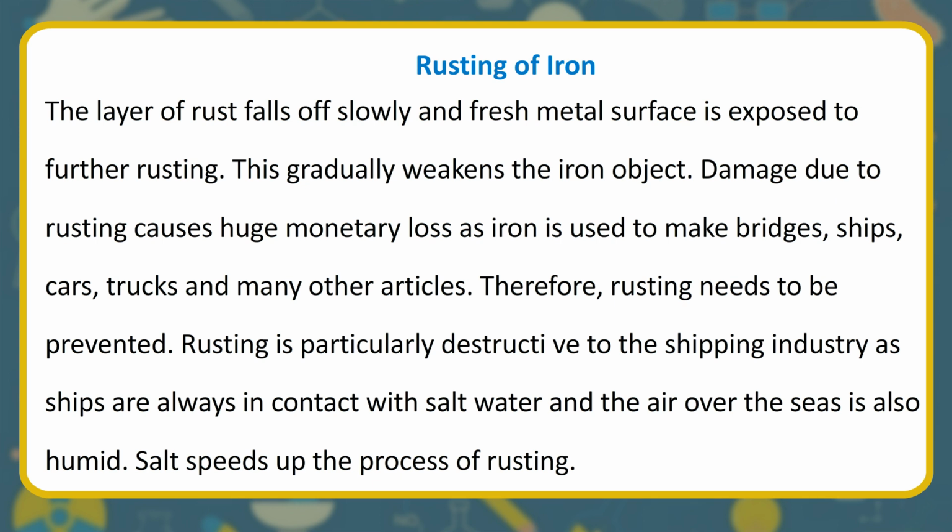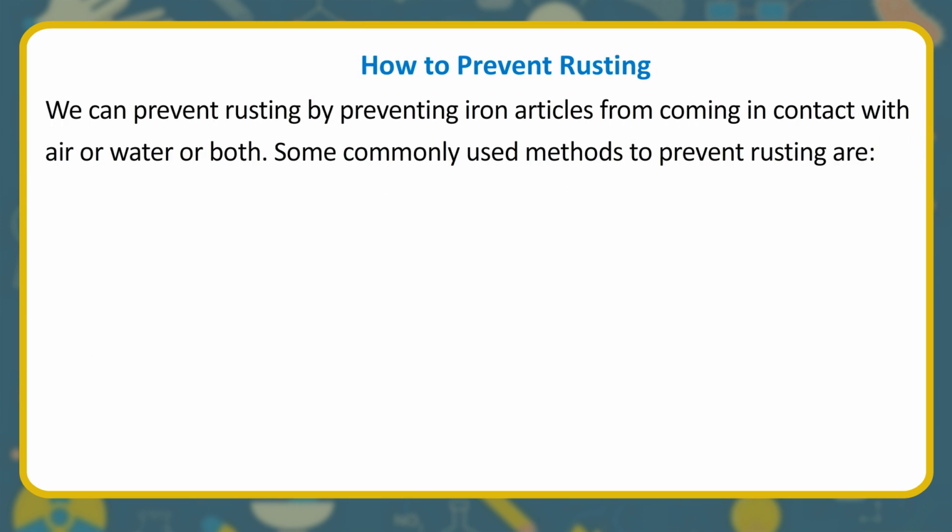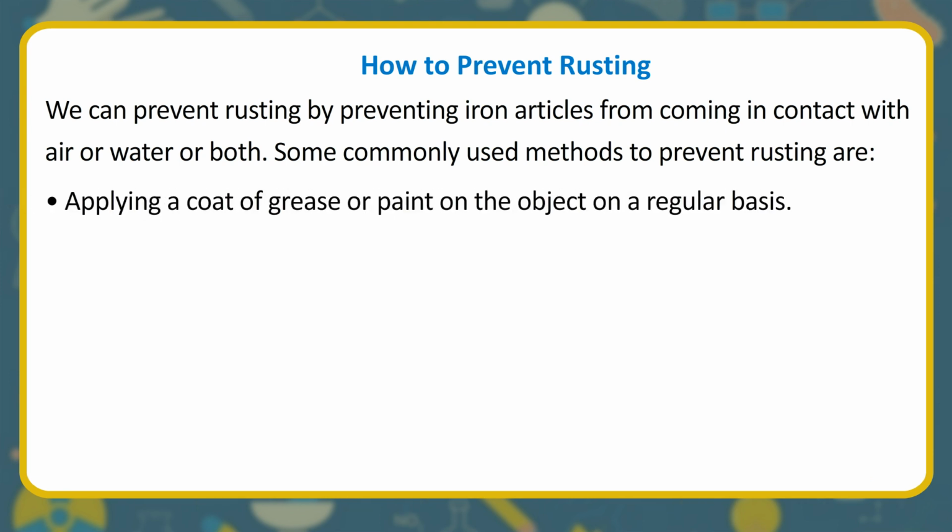Rusting is particularly destructive to the shipping industry, as ships are always in contact with salt water and the air over the seas is also humid. Salt speeds up the process of rusting. How to prevent rusting? We can prevent rusting by preventing iron articles from coming in contact with air or water or both. Some commonly used methods to prevent rusting are: applying a coat of grease or paint on the object on a regular basis.